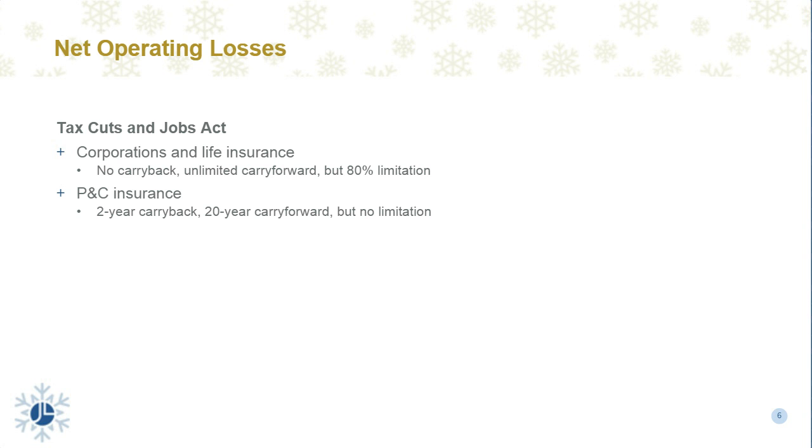P&C insurance companies, on the other hand, were left exactly the way they were originally. So the rules did not change for them. They're allowed to carry back their NOLs for 2 years, and there's a 20-year carryforward of those NOLs that could not be carried back, and no limitation against taxable income in any given year.